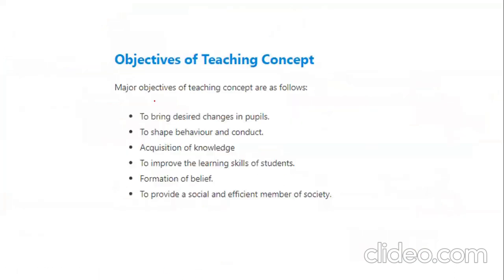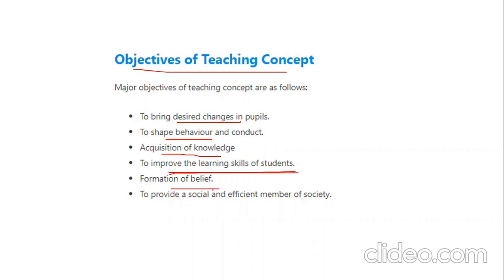Next we have the objectives. In general, this is what you get questions on: objectives. There has to be a desired change, there has to be modification; the teacher has to shape the behavior. Acquisition of knowledge: the teacher has to ensure that there is an acquisition of knowledge with respect to the child. Improve the learning skills of students, which means enhancing the skills and bringing the child closer to the learning process.